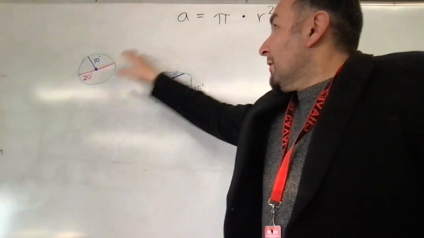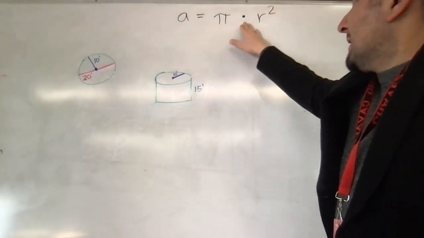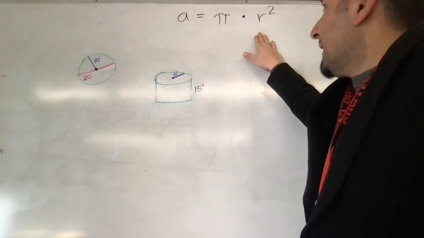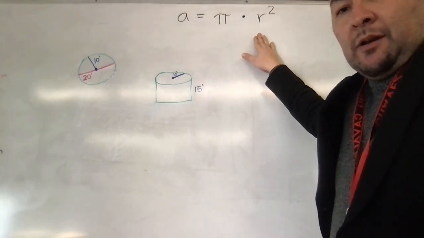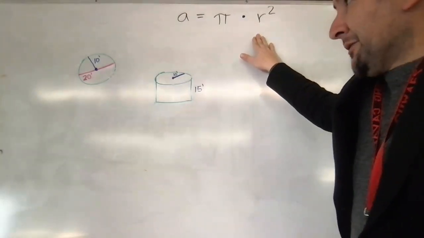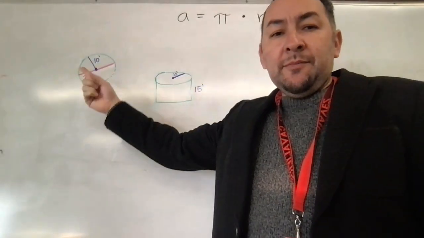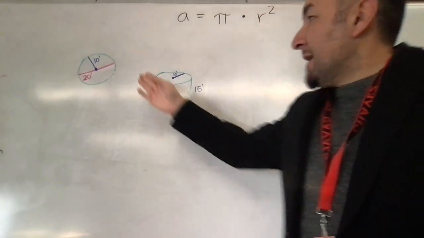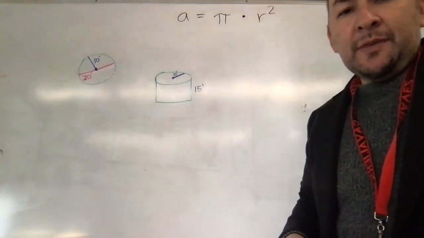For area of a circle, we go pi times radius squared. As a reminder, this does not mean radius times 2. This means radius times itself. On the circle here, we have 10 as the radius and then 20 as the diameter.